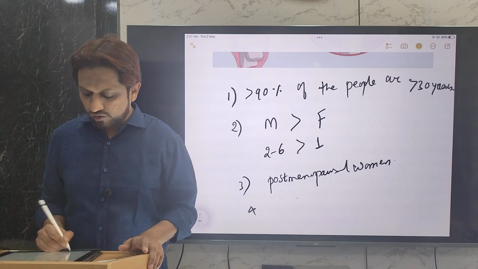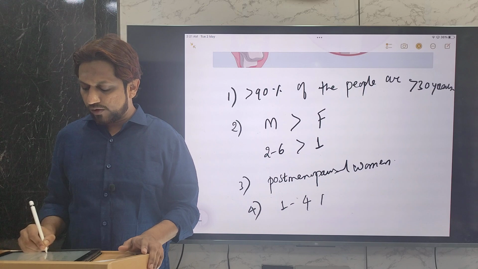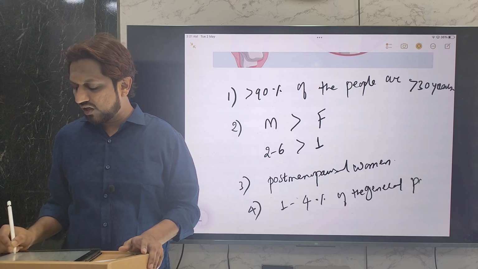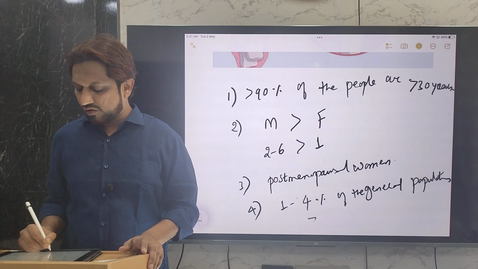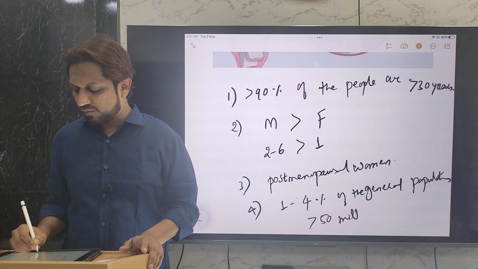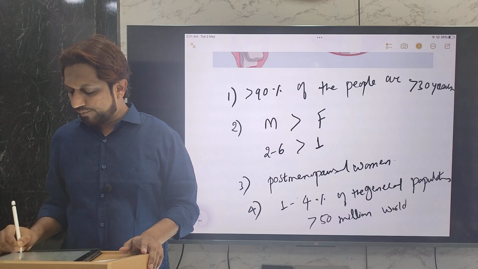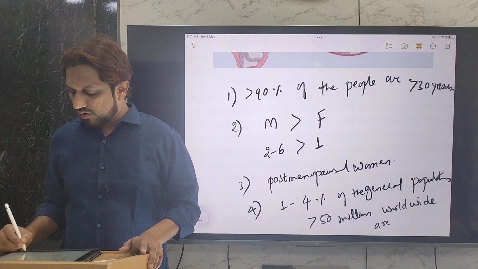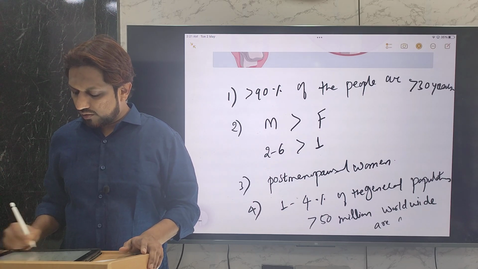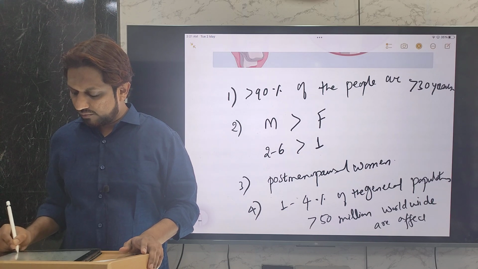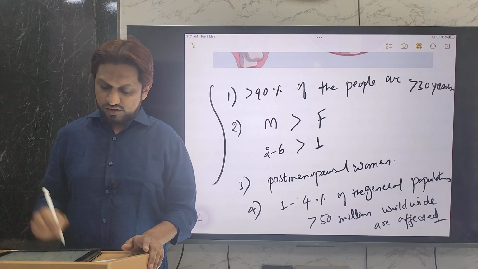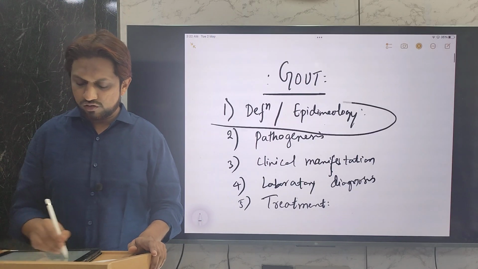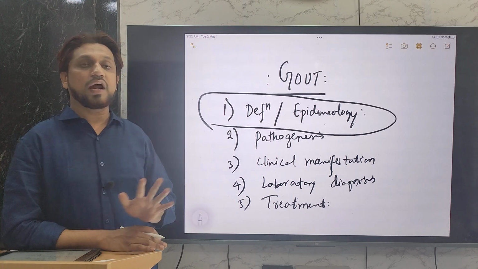It is seen more commonly in males as compared to females, and around 1 to 4% of the general population is affected by this clinical condition worldwide. That means more than 50 million people worldwide are affected by this clinical condition, gout. So these are the few words about the epidemiology. We have covered the first objective, or the first side heading under this topic, that is definition and epidemiology.